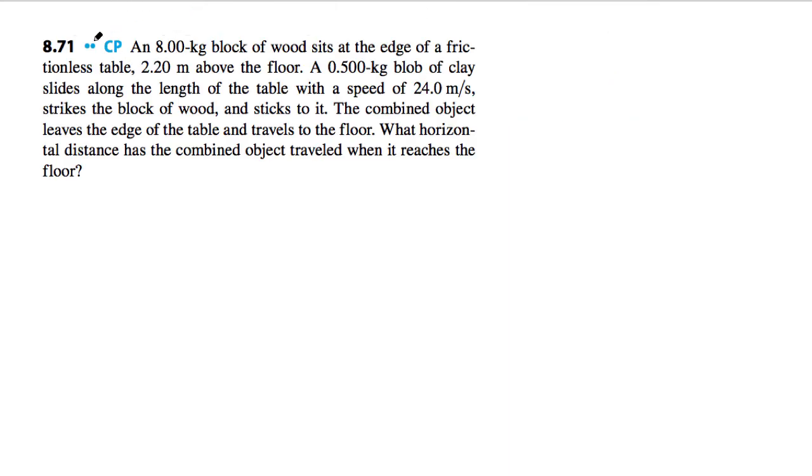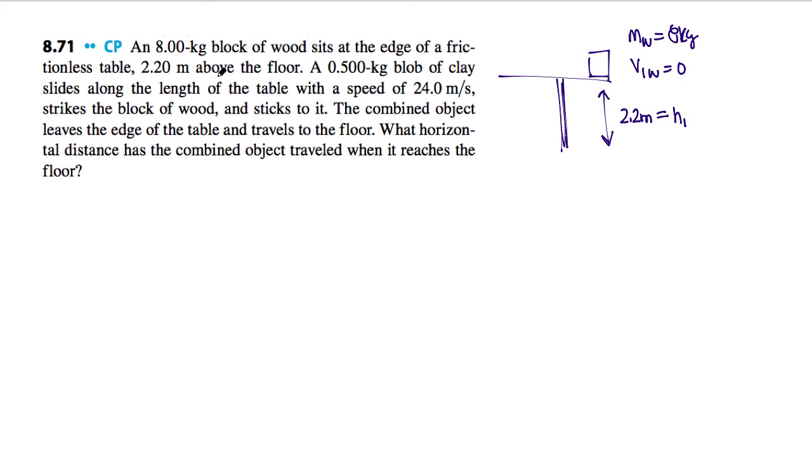Question 8.71 has the CP designation. This just means that it is a cumulative problem. With this one, we will actually be doing not only collisions, but also some amount of projectile motion. The reason I know that is if I sketch my table with a leg here, I have a block of wood sitting on the edge, and I have a mass of this wood that is 8 kilograms, and it's sitting at the edge, which means that V1 wood is 0, and the table that it sits on is 2.2 meters above the floor. I'm going to label this as H1.